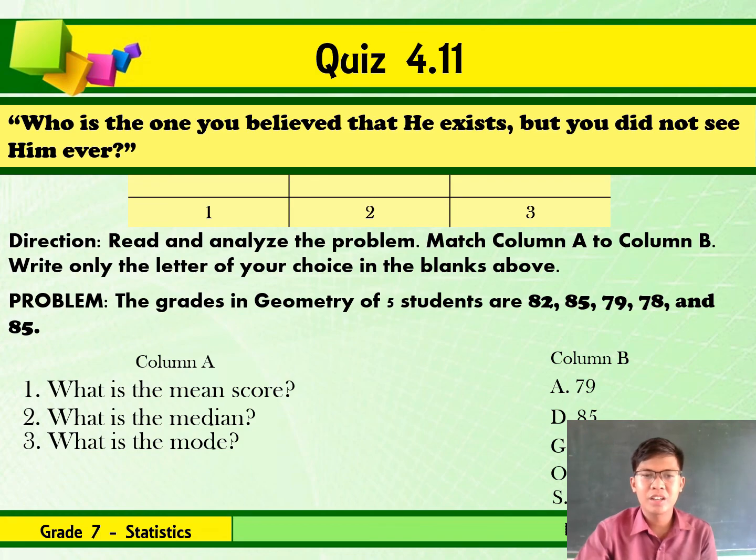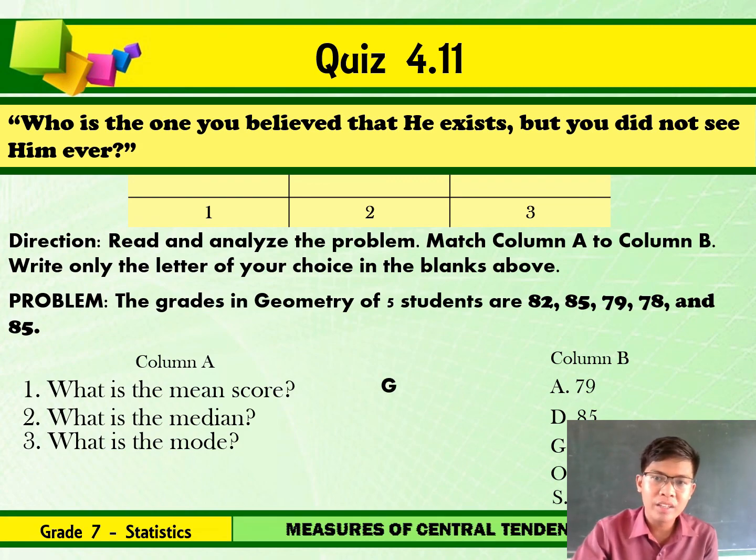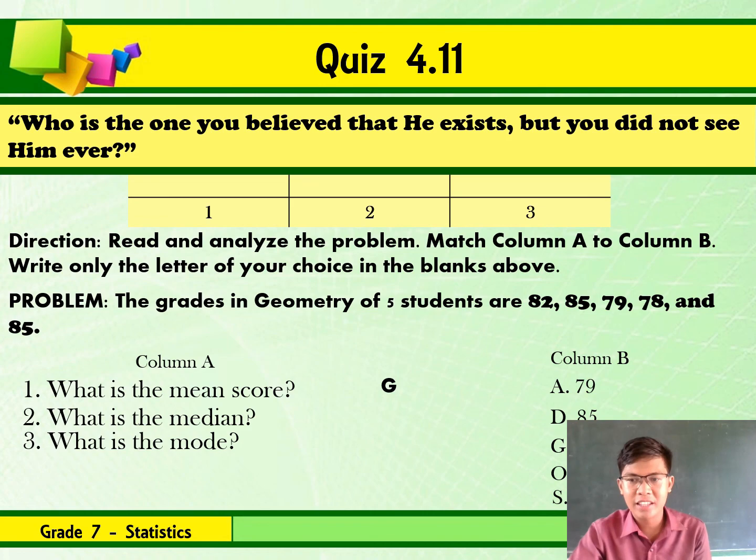Okay, so let's try to answer your quiz 4.11. For our riddle, who is the one you believe exists but you did not see him ever? After we answer questions number 1, 2, and 3, we're going to find out who that is. For number 1, what is the mean score? The mean score is 81.8. 81.8 is letter G. Correct.